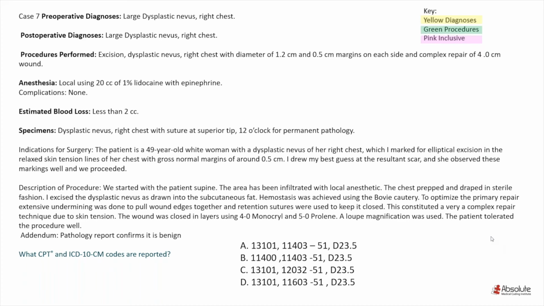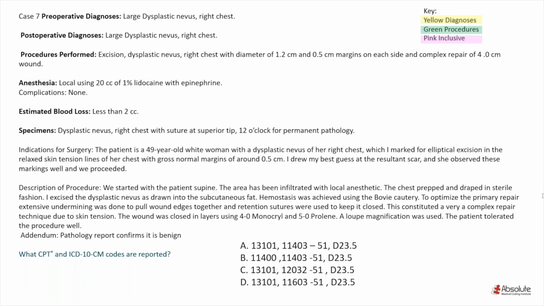Description of procedure. We started with the patient supine. The area was infiltrated with local anesthetic, and the chest was prepped and draped in sterile fashion. I excised the dysplastic nevus as drawn into the subcutaneous fat. Hemostasis was achieved using the Bovie cautery. To optimize the primary repair, extensive undermining was done to pull wound edges together, and retention sutures were used to keep it closed. This constituted a very complex repair technique due to skin tension. The wound was closed in layers using 4.0 Monocryl and 5.0 Prolene.